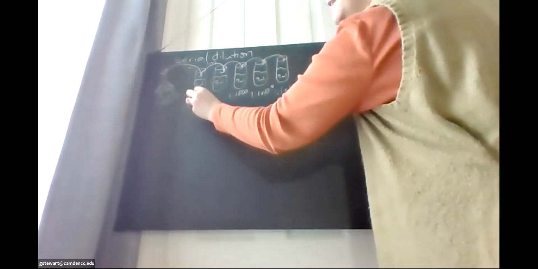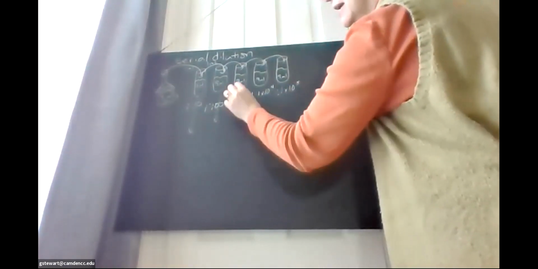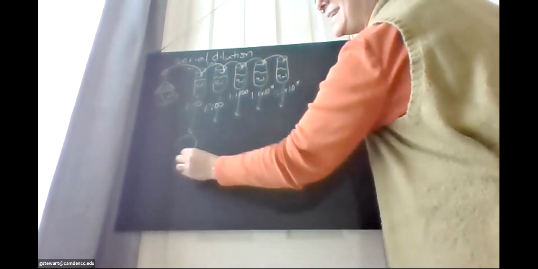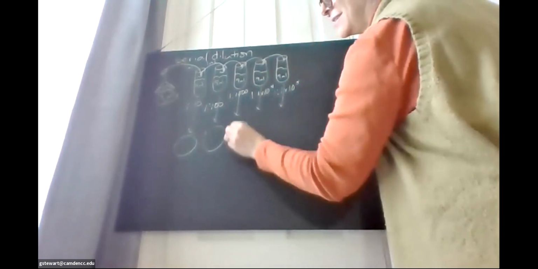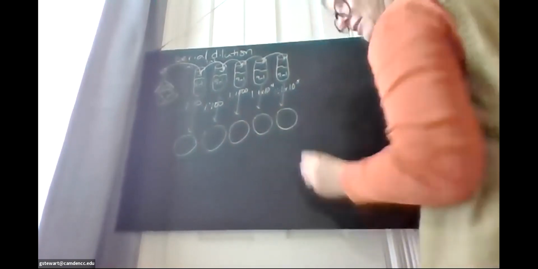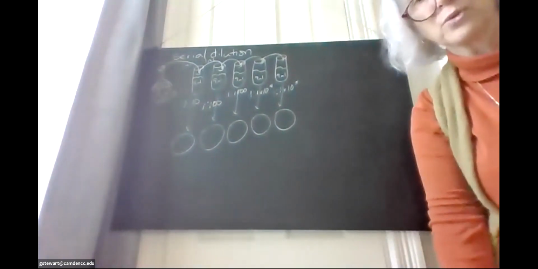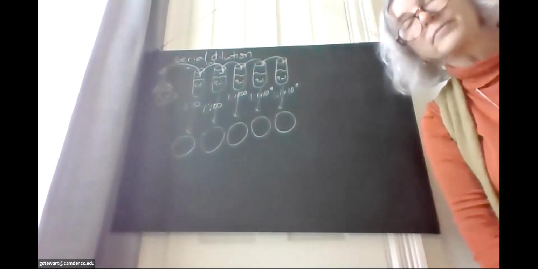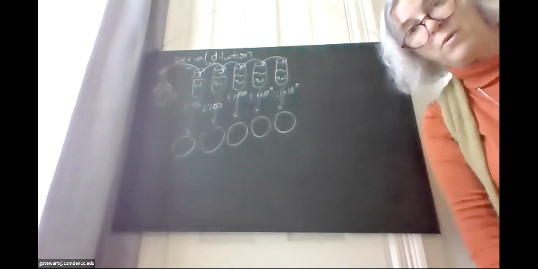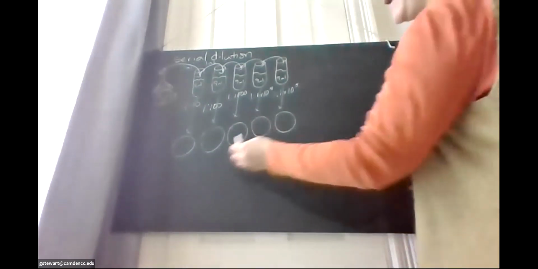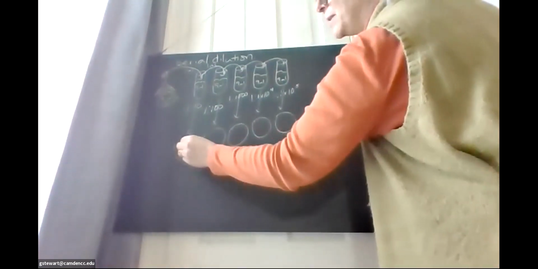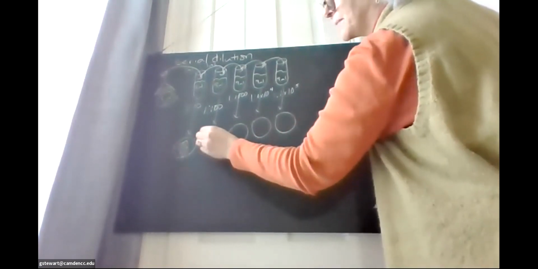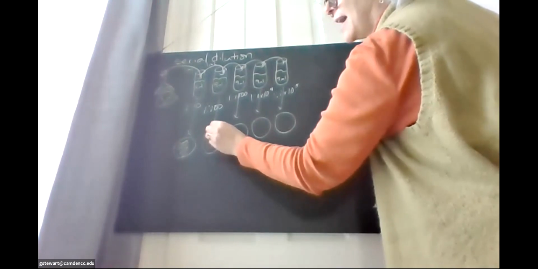And then for each of these tubes, I'm going to take a sample and I'm going to plate it on a nutrient agar plate or some sort of nutrient media that the bacteria will grow on. And then I'm going to wait until tomorrow, and then I'm going to count how many colonies grew on my plate. Every one of these dots will be a colony.